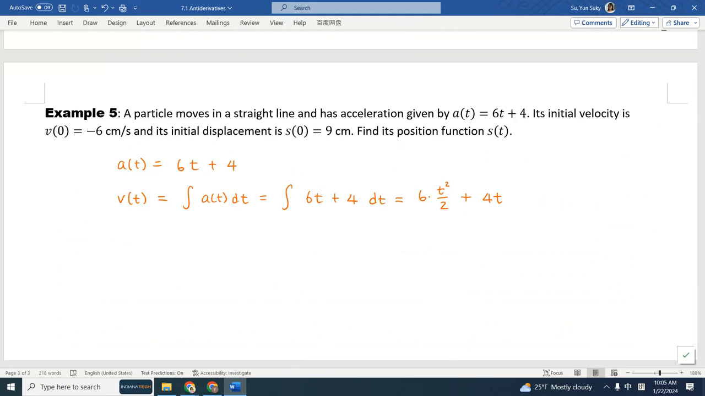But you also need to divide it by the new exponent. The constant will increase the power by 1 and then we get a linear term. And after we finish, remember plus c. Can we simplify? 6 divided by 2 is 3. So this is 3t squared plus 4t plus c.